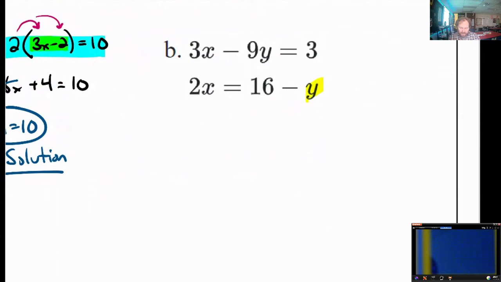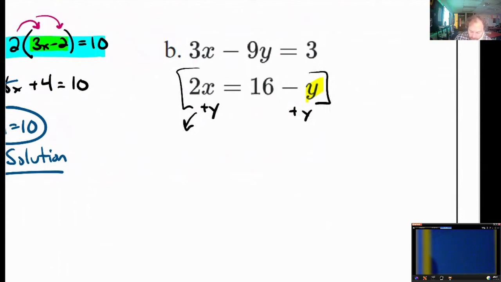I'm thinking to myself, man, this whole problem would be easier if that y was by itself. So that's what I'm going to do first. I am going to solve that for y. So let's take this first equation here, and let's bring it down here. Let's start by adding y to both sides. I want that y to be positive.